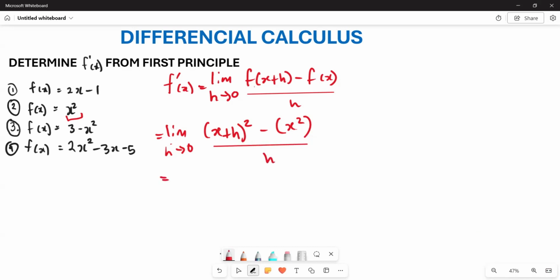And now what is it that you're going to do after that? Then you are going to multiply. This is the same as x plus h and x plus h, which is going to be x plus h subtract x squared over h, right?